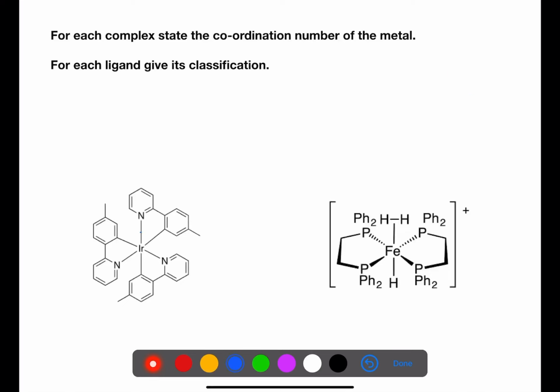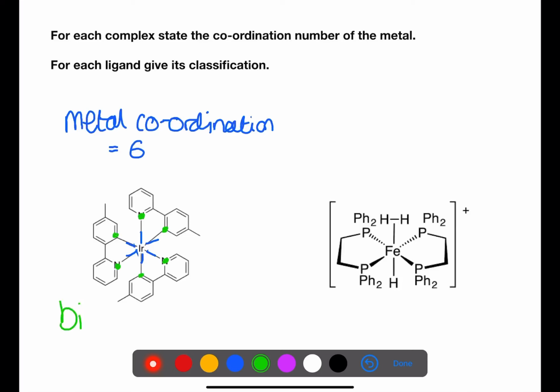In this iridium example, we can see that the metal is forming 6 bonds. Therefore, the metal's coordination number is 6. There are 3 ligands, and each of them is using 2 atoms to bond to the metal. This means that we have bidentate ligands.